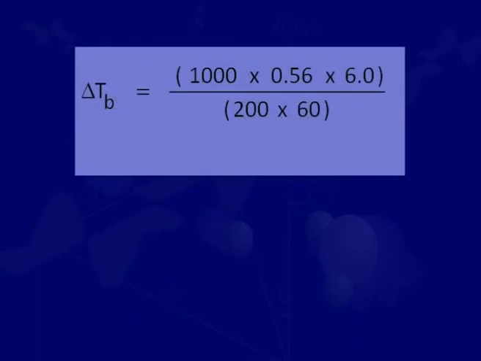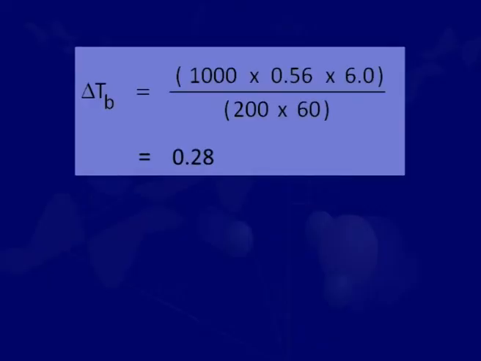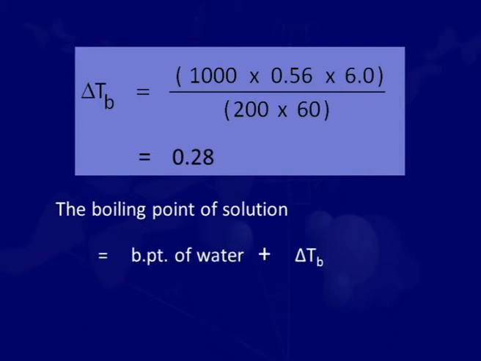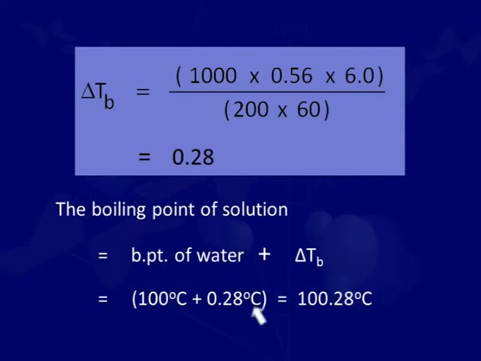Now, by putting all the values in the relationship, you can get the value of delta Tb equal to 0.28. This can be taken in degree Celsius or Kelvin both, because the size of the degree in Kelvin scale and Celsius scale is the same. Thus, the boiling point of the solution will be equal to normal boiling point of water plus increase in boiling point. Normal boiling point of water is 100 degrees Celsius, and increase in boiling point is 0.28, so 100 degrees Celsius plus 0.28 degrees Celsius comes out to be 100.28 degrees Celsius.